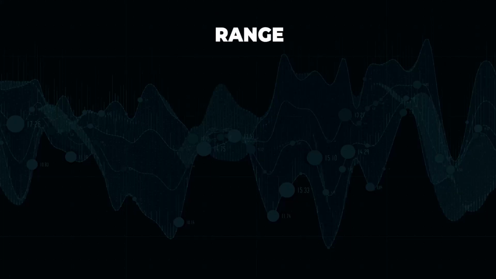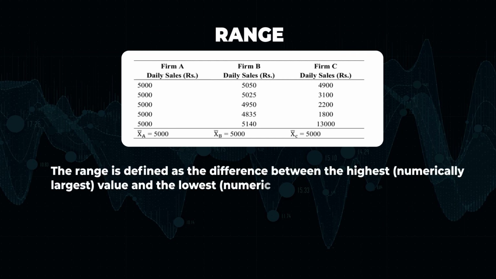Now one measure of variation is the range. The range is defined as the difference between the highest value and the lowest value in a set of data. Symbolically, it is indicated as R = H - L. Let us go to table 3, in which the daily sales data for the 3 firms are given.